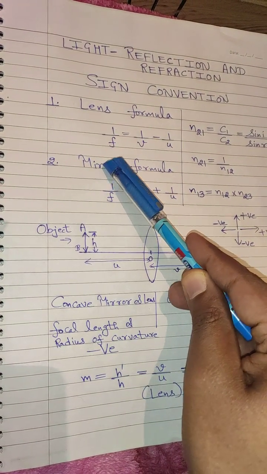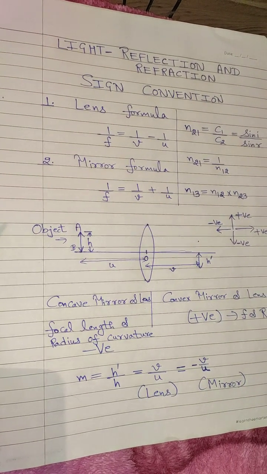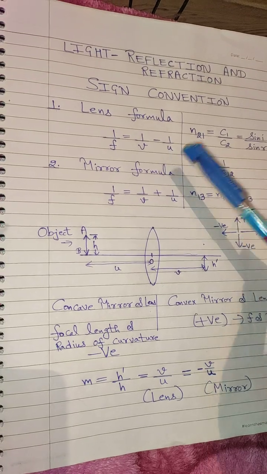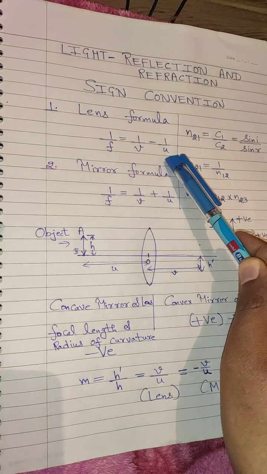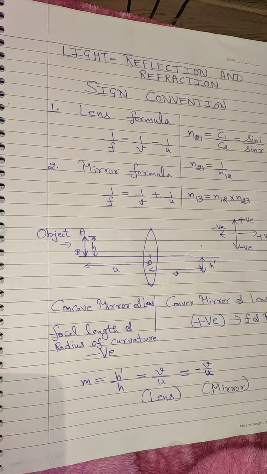So f represents the focal length, v represents the position of the image formed, and u represents the position of the object. v and u represent the position of the image and the position of the object.